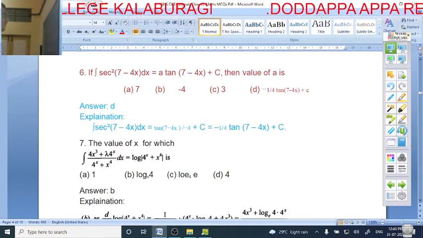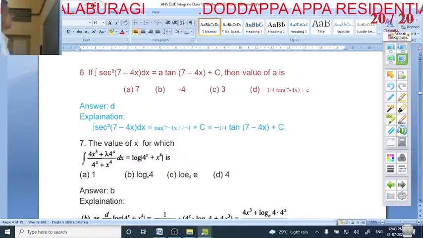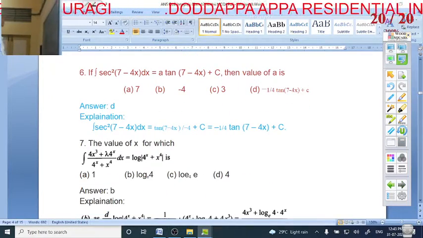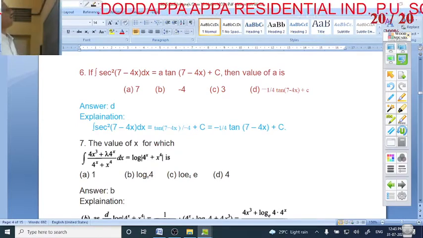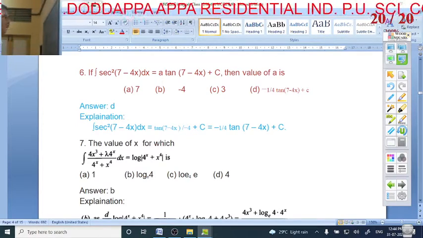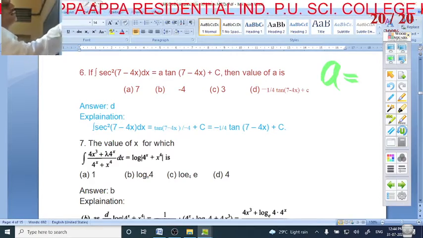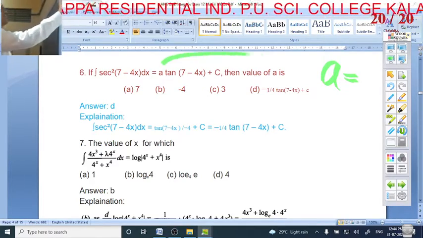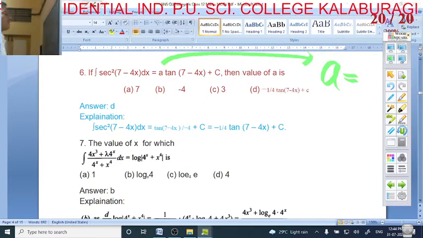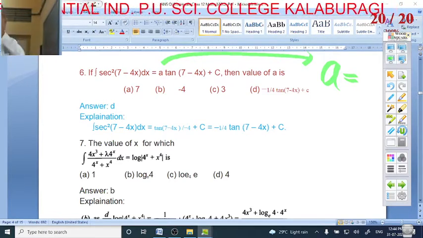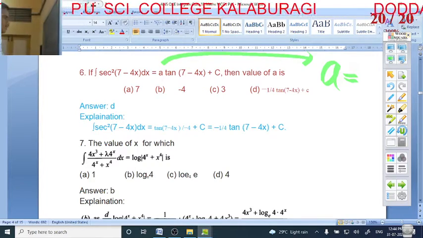Now we are moving towards the 7th, a very easy one. The integration of x square into 7 minus 4x dx is equal to a tan 7 minus 4x plus c. He is asking for the value of a. Yes, at any cost we are going to calculate the whole answer, but this hidden quantity we have to calculate.